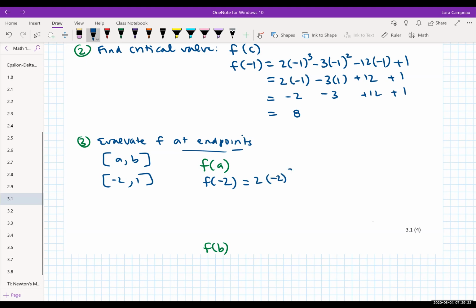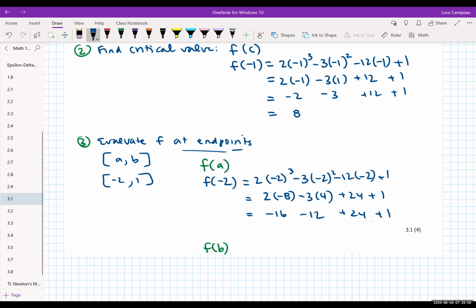2 times negative 2 cubed minus 3 times negative 2 squared minus 12 times negative 2 plus 1. What do we have? 2 times negative 8 minus 3 times 4 plus 24 plus 1. And I know you're probably more advanced and you're skipping steps. That's okay. I'm just trying to make sure that we're clear on this one. So I have negative 16 minus 12 plus 24 plus 1. And maybe now I can kind of use my calculator if I need to. I believe I should have a negative 3.